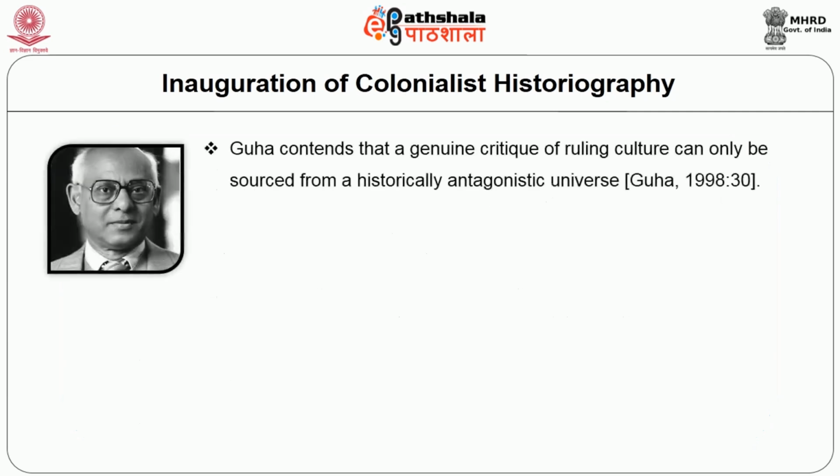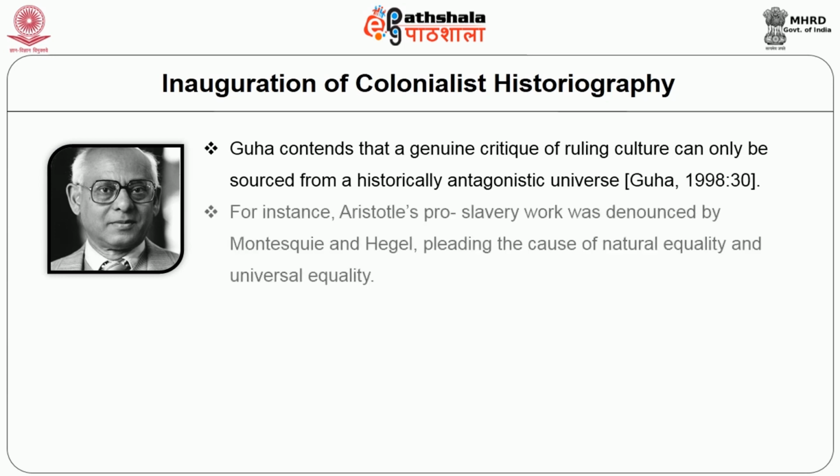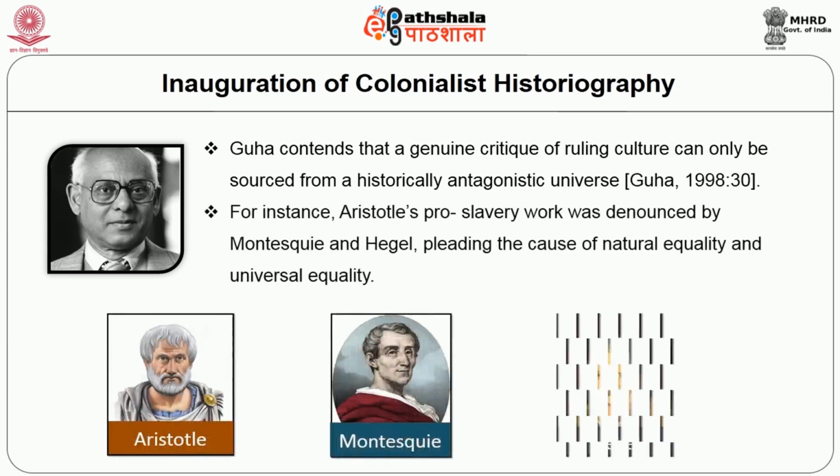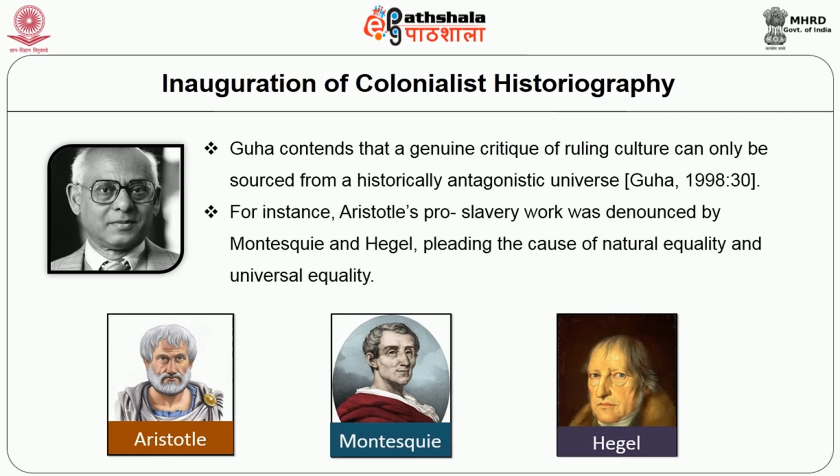Guha contends that a genuine critique of ruling culture can only be sourced from a historically antagonistic universe. For instance, Aristotle's pro-slavery work was denounced by Montesquieu and Hegel, pleading the cause of natural equality and universal equality.